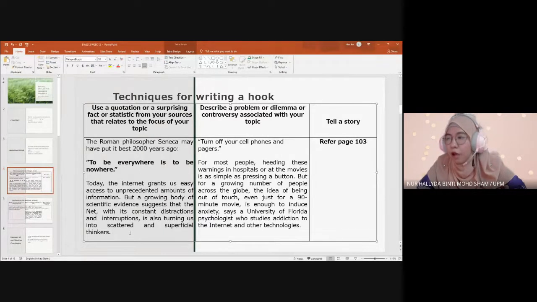So that's how this author tried to relate what he's trying to say in his essay with the quote from 2000 years ago. And who knows, right? A quote from 2000 years ago is still relatable to today's issue. All right, so this is one of the smart ways to create a hook in your writing. Okay.